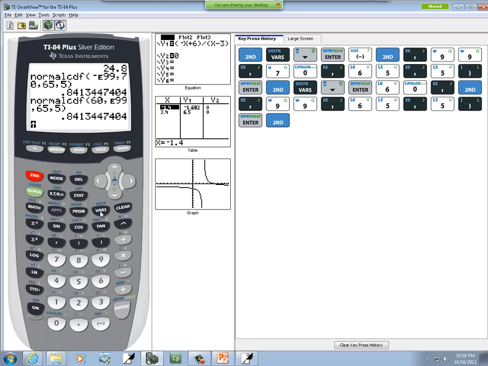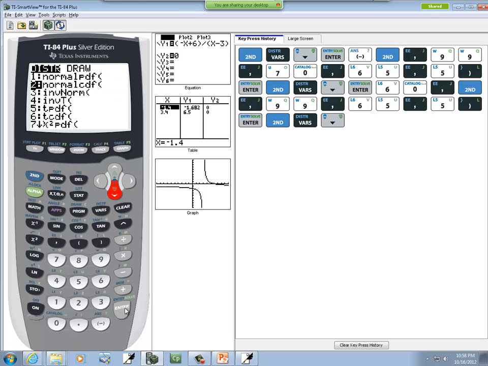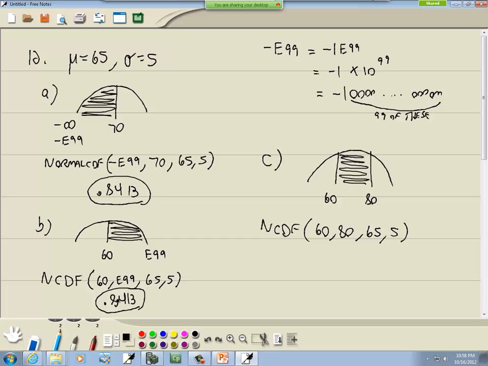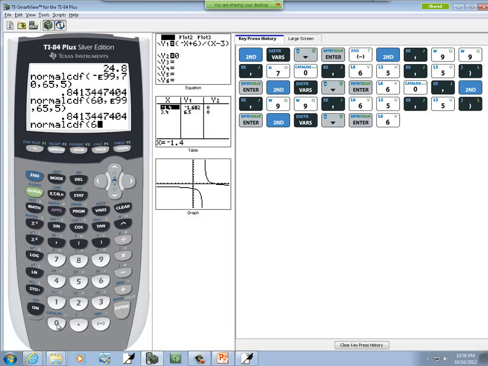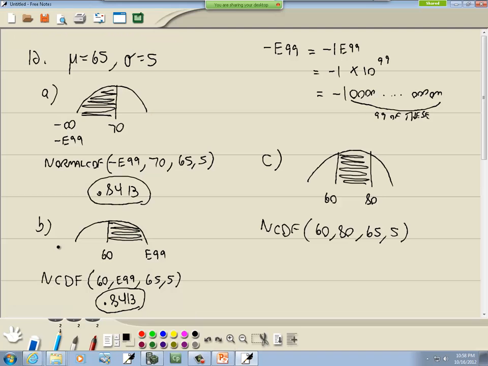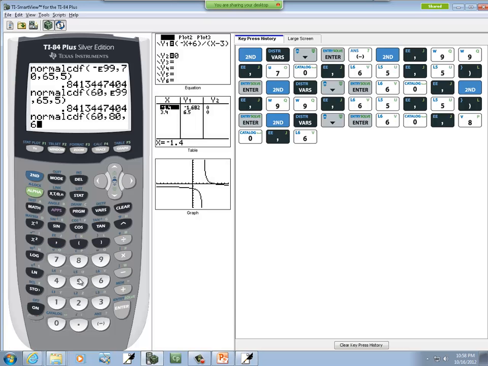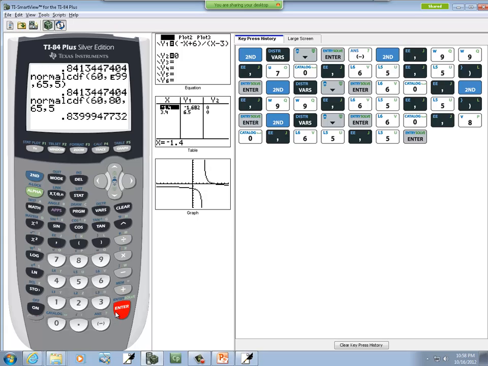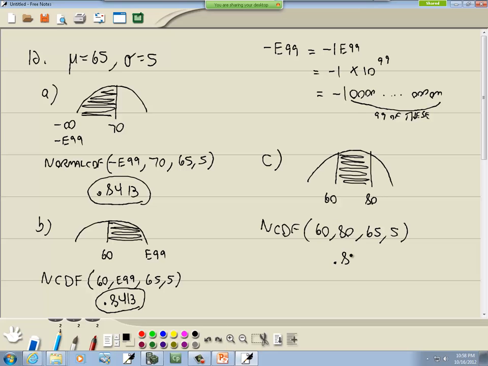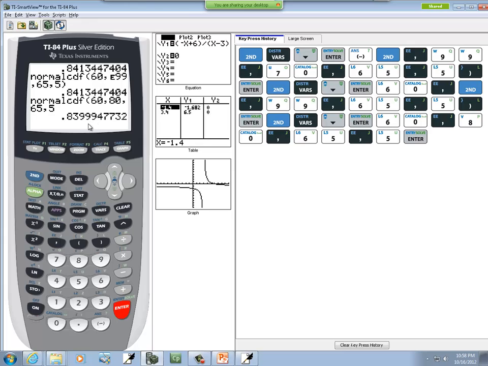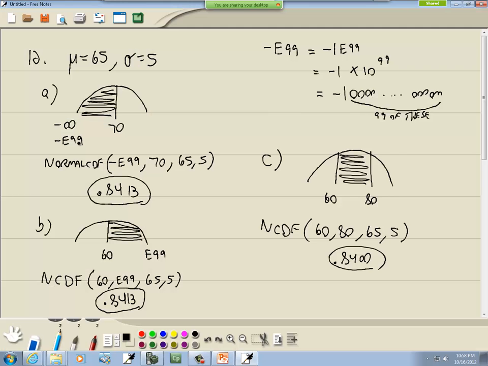So I'll do 2nd Vars, choose normalcdf, 60, comma, 80, comma, 65, comma, 5, enter. And to 4 decimal places it would be 0.8400. There are so many 9s here that it rounds up. And that'd be our answer.